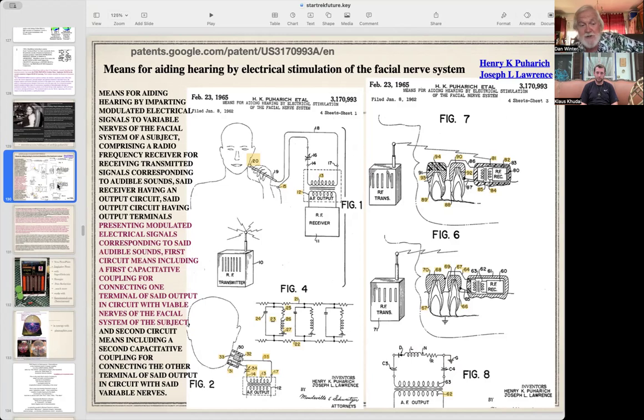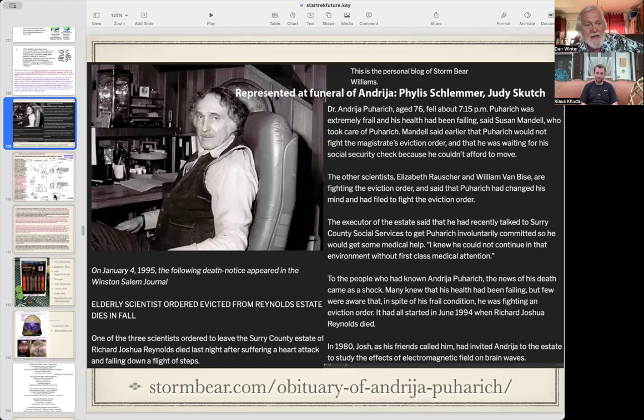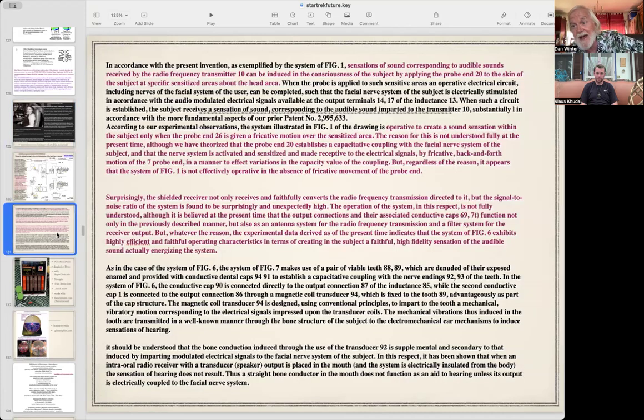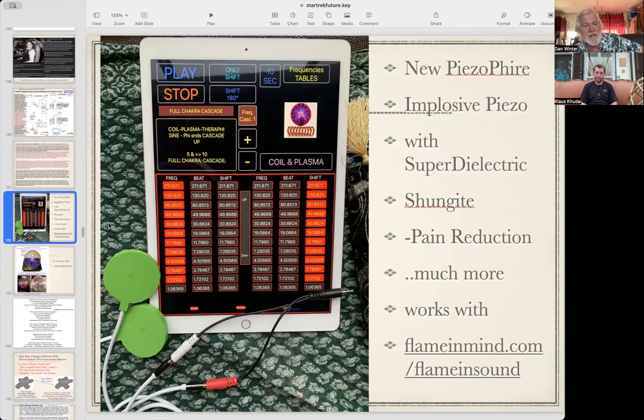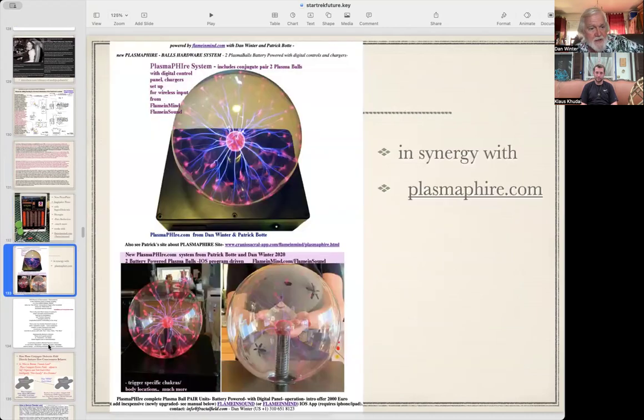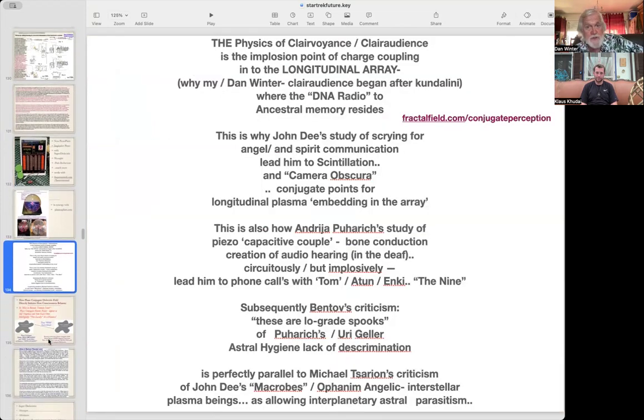This is why the slideshow is called Star Trek Future. Because why was Andrei Puharich selected for the first phone calls to Atun, Enki, which became the Star Trek series in Phyllis Schlemmer's courses in the UK? The reason was because he had tripped over the physics of clairaudience, the physics of ancestor phone calls. So we've worked a lot on this piezo triggering at piezofire.com, and we don't need to go into all of that here. And our plasmafire.com device works with the same symmetry.